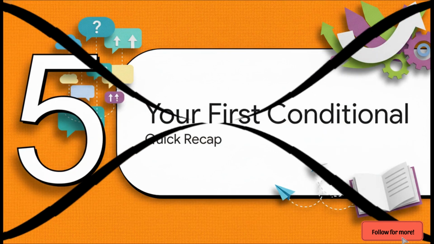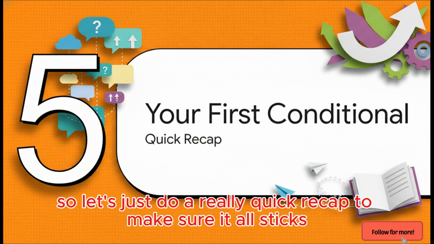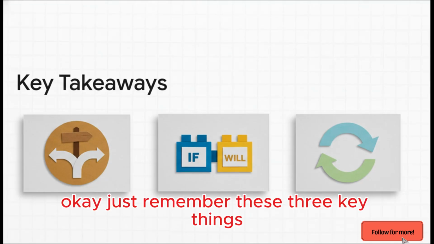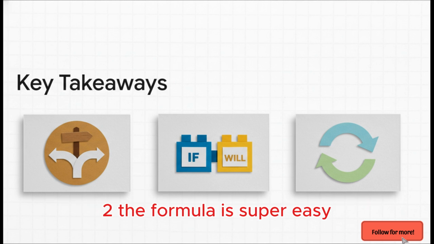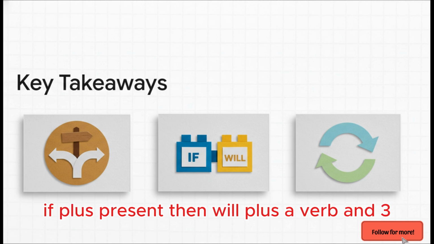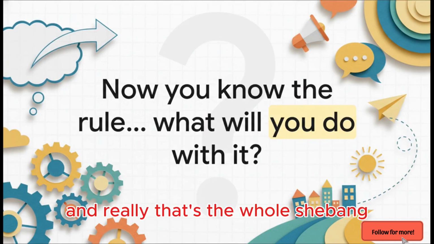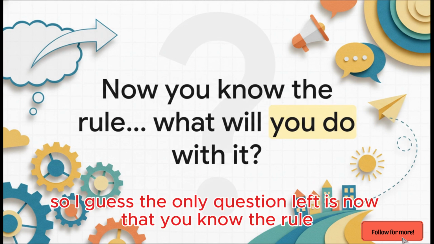All right, so we've gone through what the first conditional is, what it's used for, and the super simple way to build it. So let's just do a really quick recap to make sure it all sticks so you can start using it like a pro. Okay, just remember these three key things. 1, we use it for real possible situations in the future. 2, the formula is super easy. If plus present, then will plus a verb. And 3, you can flip the whole thing around and the meaning doesn't change a bit. And really, that's the whole shebang. You've now got a complete guide to a really powerful tool for communicating. So I guess the only question left is, now that you know the rule, what will you do with it?